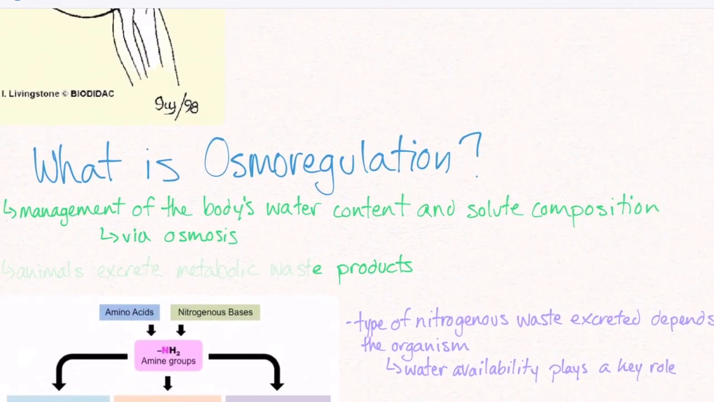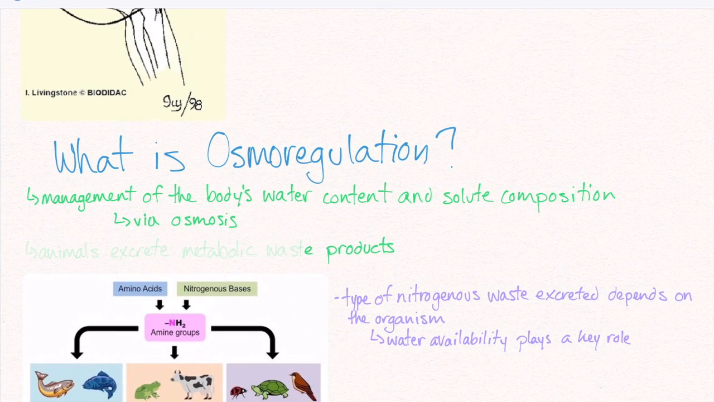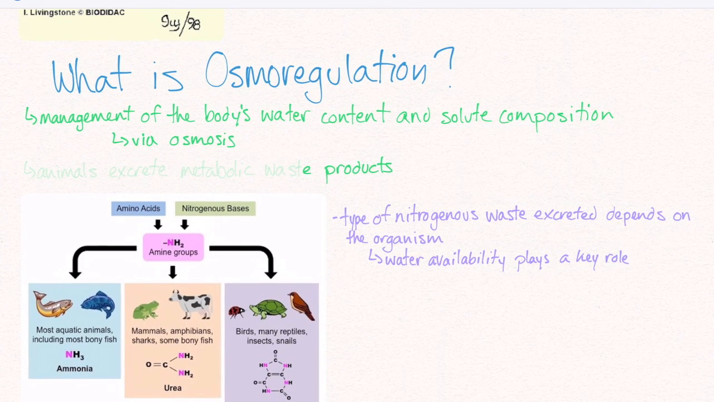The next topic we're going to be talking about refers to the kidney. So the first question we're going to answer is, what is osmoregulation? Osmoregulation is the management of the body's water content and solute composition, and this all happens via the process of osmosis. Animals use this process to excrete metabolic waste products. We're going to focus on different types of nitrogenous waste.